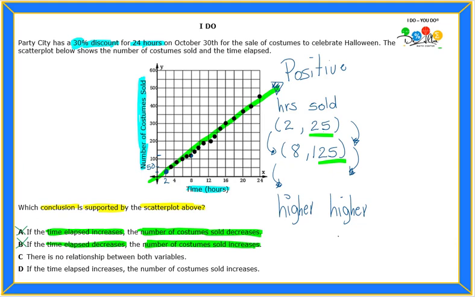What about letter C? It says there is no relation between both variables. And no, we agree that there is a relation, right? We can see it. We can see the line right there. Okay. And letter D says if the time elapsed increases, the number of costumes sold will also increase. And that's true because another word for higher and higher means what? Increasing, right? Therefore, my answer will be letter D. Very good. That's the answer, guys.